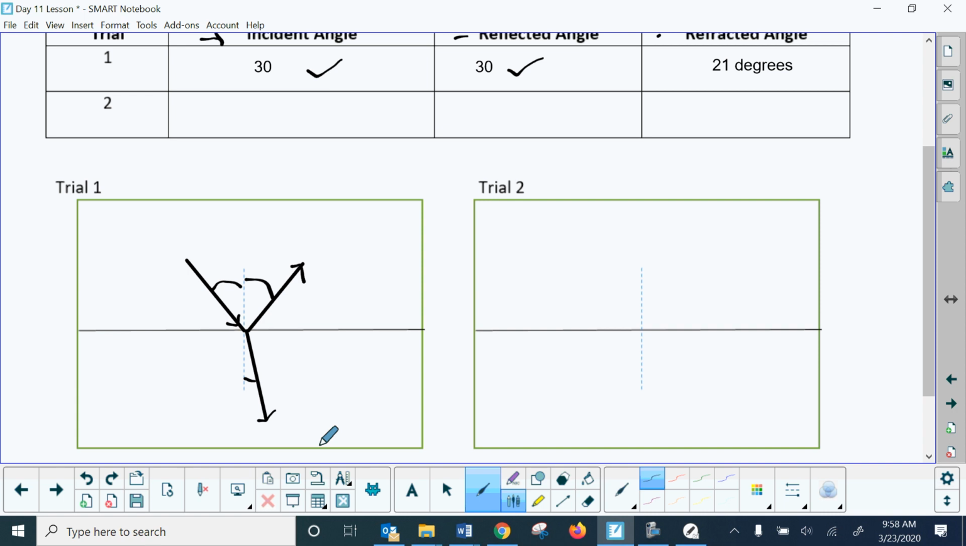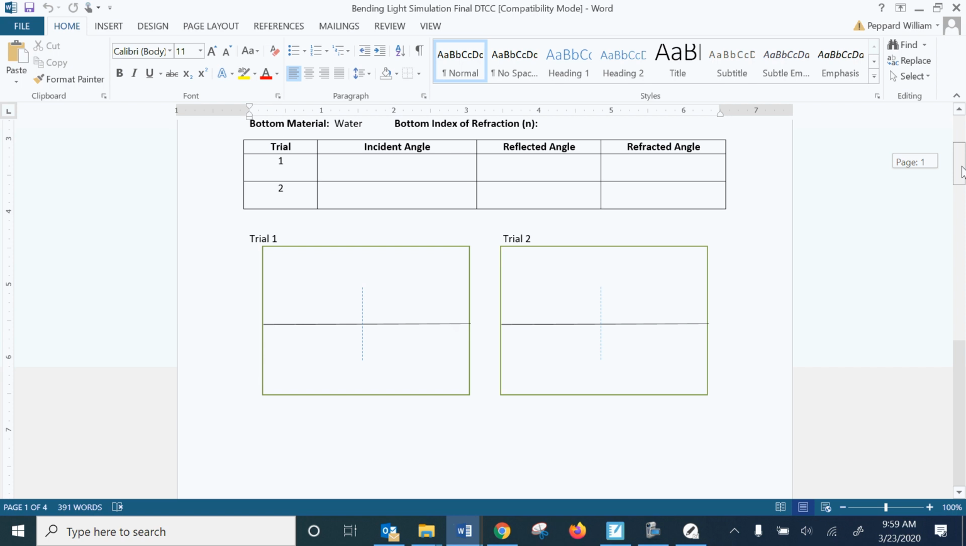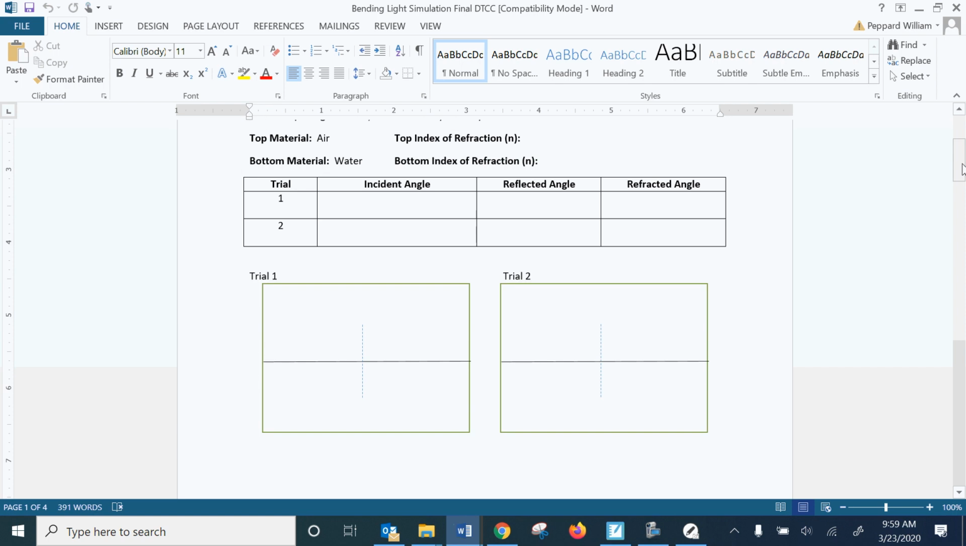But that's all I'm looking for in a sketch. So you'll do that for each of the different trials for each of the different parts. If you look at the picture of the simulation, so I have that here, you would do that 2 times for each trial.